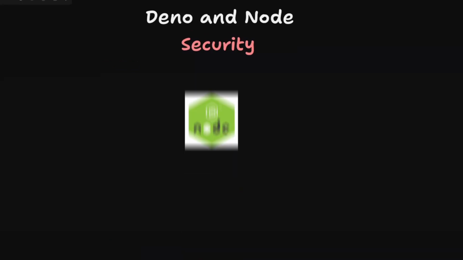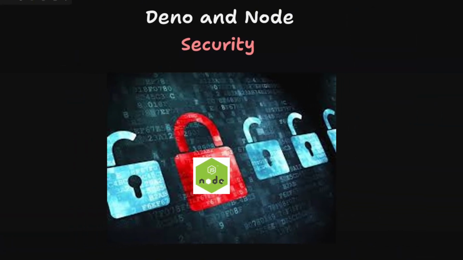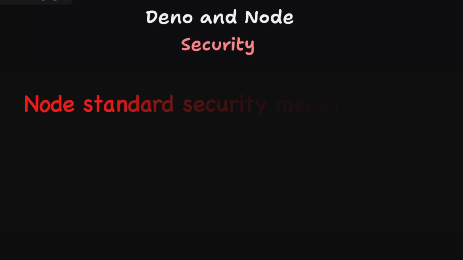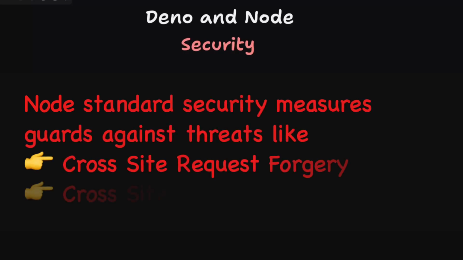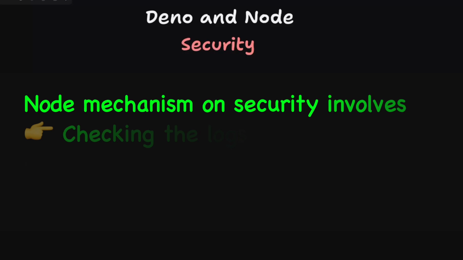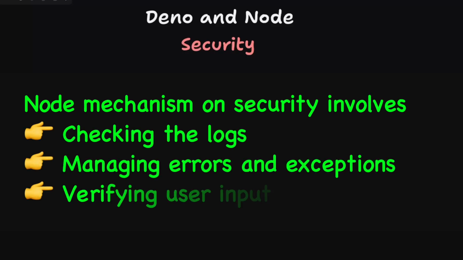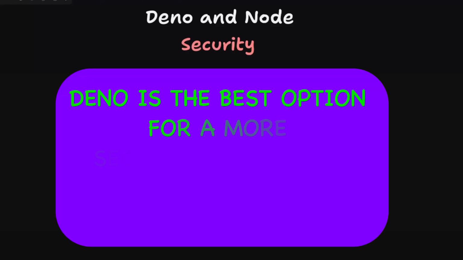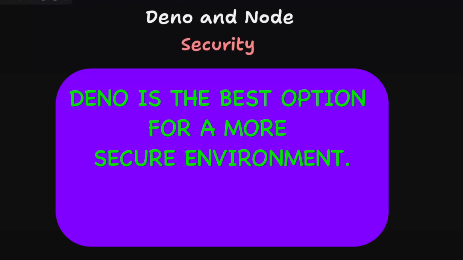Node.js was never supposed to be a highly secure framework. For example, Node doesn't require granting access to read or write to the file system, and it's not sandboxed. So any third-party library can cause trouble with a little bit of negligence. Also, there are standard security measures that guard against threats like cross-site request forgery, CSRF, and cross-site scripting, XSS, available to Node users. These mechanisms involve checking the logs, correctly managing errors and exceptions, and verifying user input. So despite Node's security strictness being something you get used to, Deno is the best option for a more secure environment.